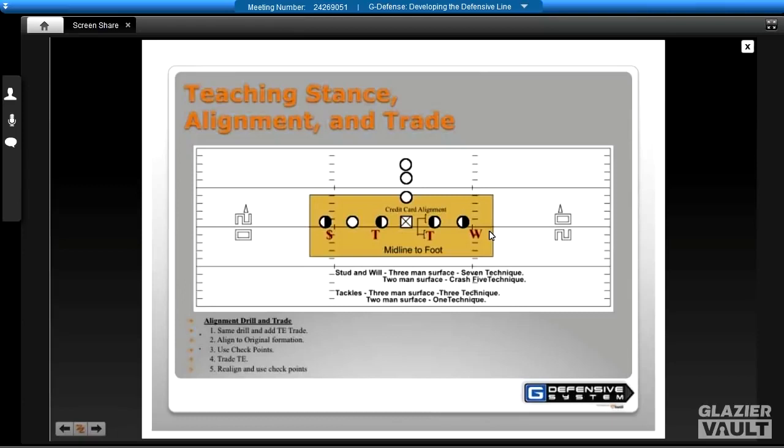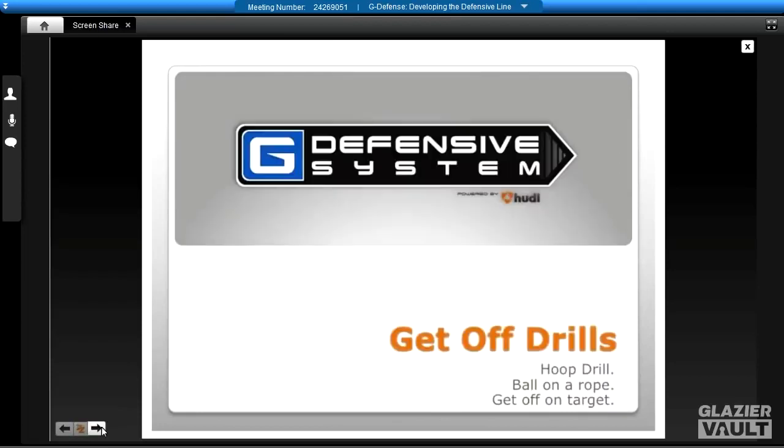So both our ends have learned their alignment, both our tackles have learned their alignment, and we've also learned on day 1 how to handle a tight end trade. We build it in, it's fast, it's easy, and then we don't get confused. We see it every day. Hey, Coach. Yes, sir. You guys flop your ends? We play our stud.